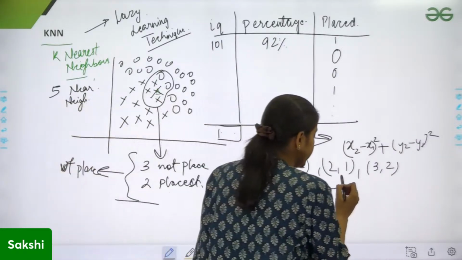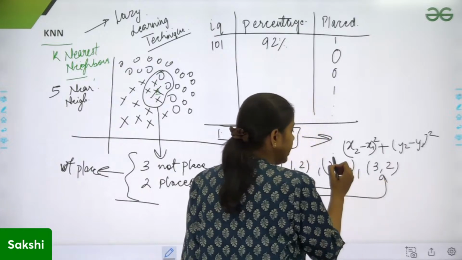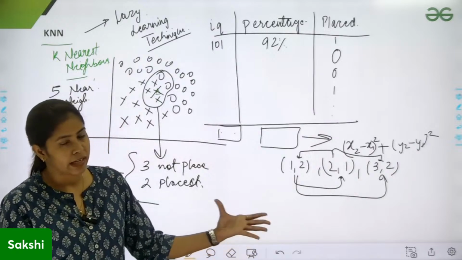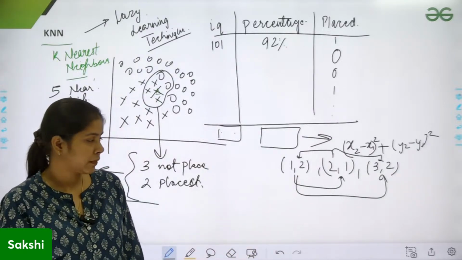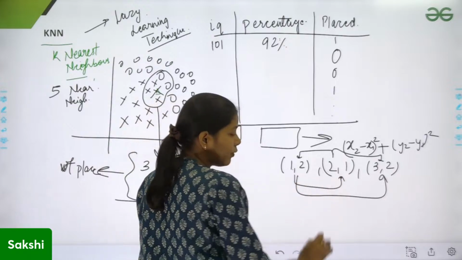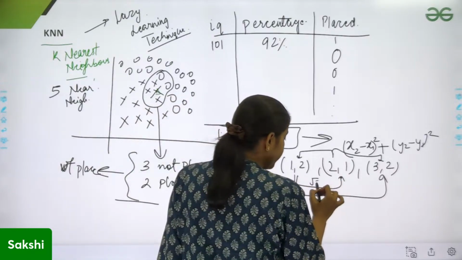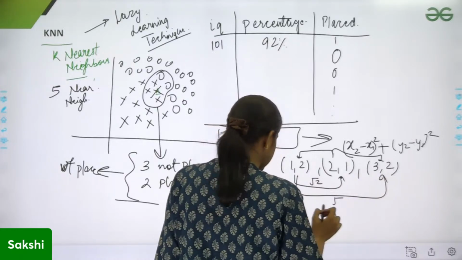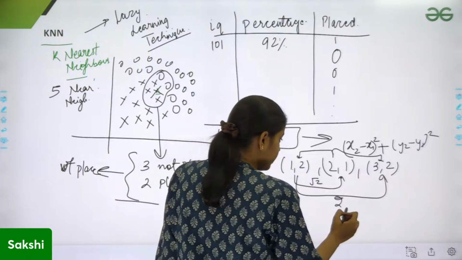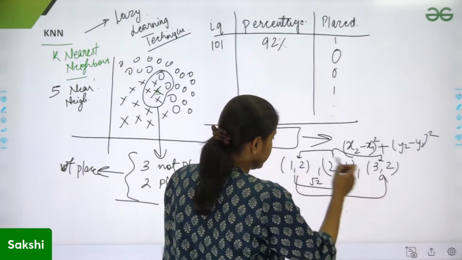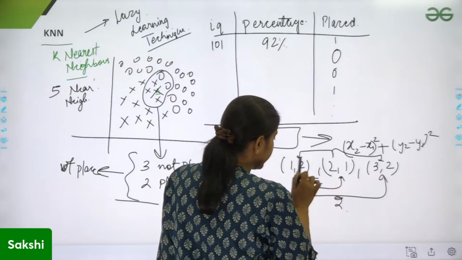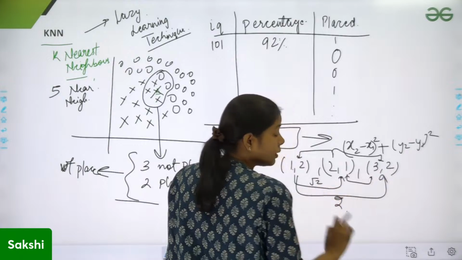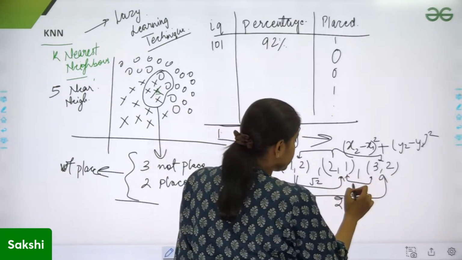I'll find out the distance of (1,2) with (2,1) and (1,2) with (3,2). Similarly (2,1) with (1,2) and (2,1) with (3,2). And I'll see which distance is less. I'll take that point as the closest point. So what do I mean here? The distance between (1,2) and (2,1) is square root of 2, and between (1,2) and (3,2) it would be square root of 4, that is (3 minus 1) squared plus (2 minus 2) squared. The distance between (2,1) and (3,2) is square root of 2.